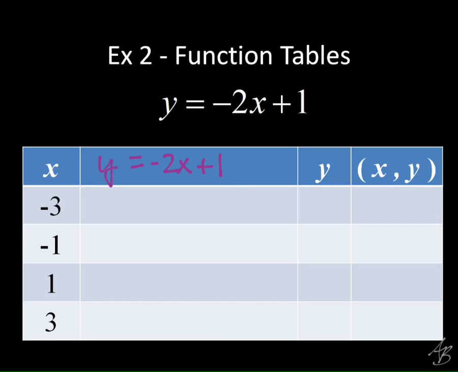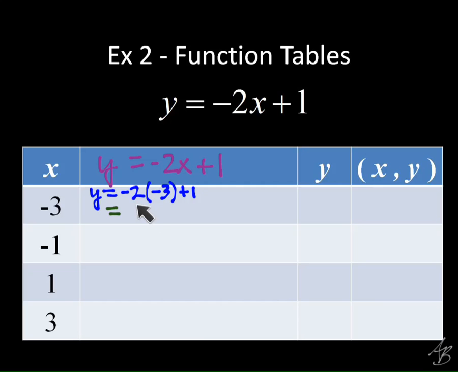On this example, you don't have as much room to work with, so you might need to write a little smaller. So for the first one, we're going to have y equals negative 2 times x. What is x for the first one here? Negative 3. So it's negative 2 times negative 3 plus 1. And since you're probably not going to have enough room off to the side, I'm going to write it underneath.